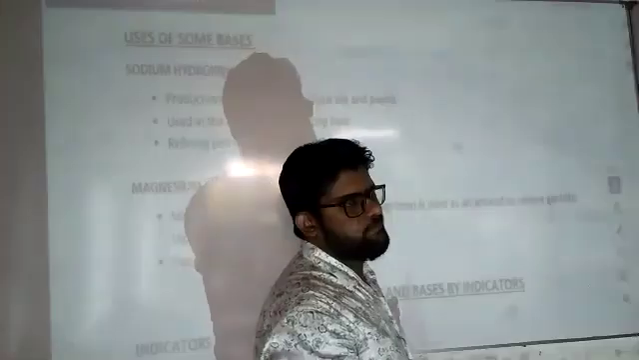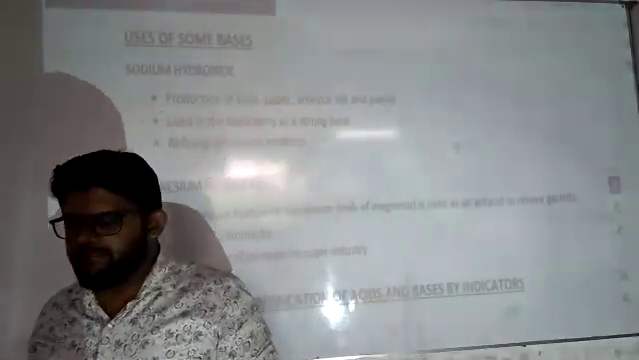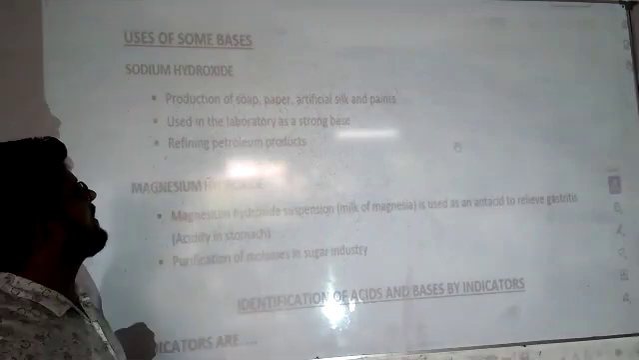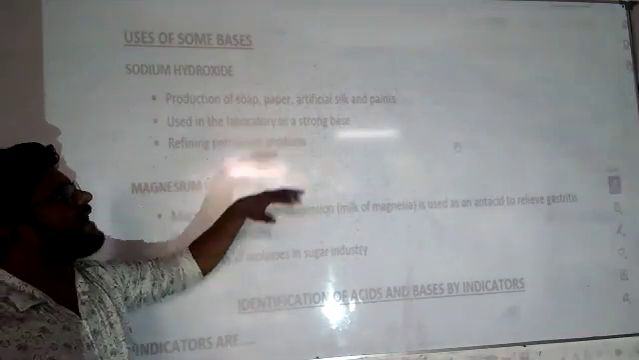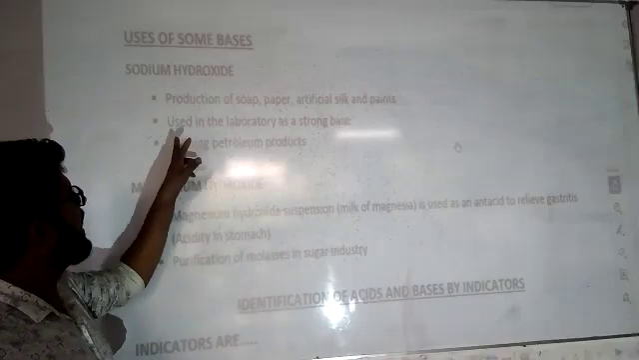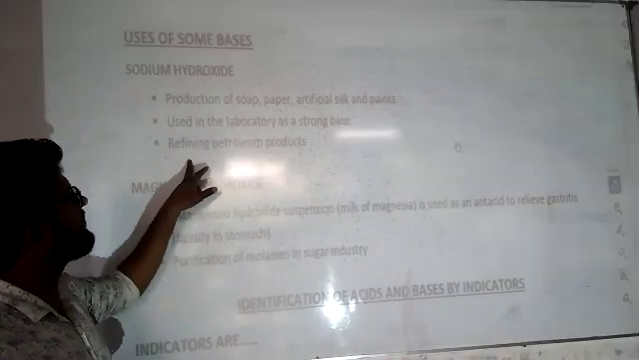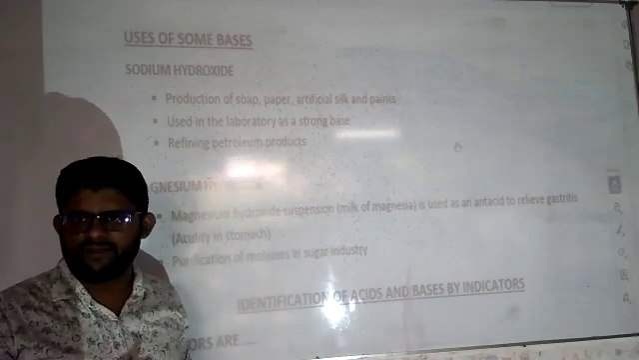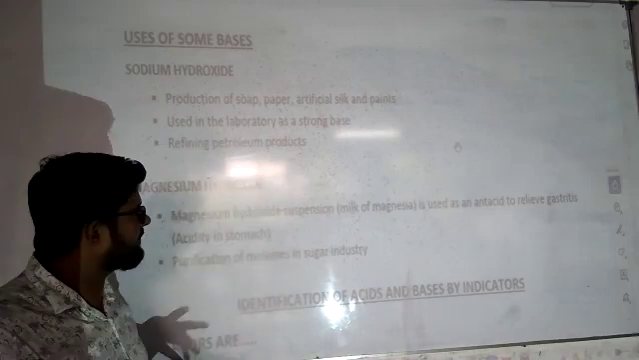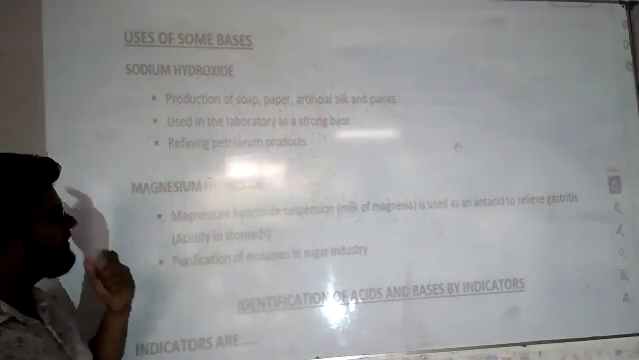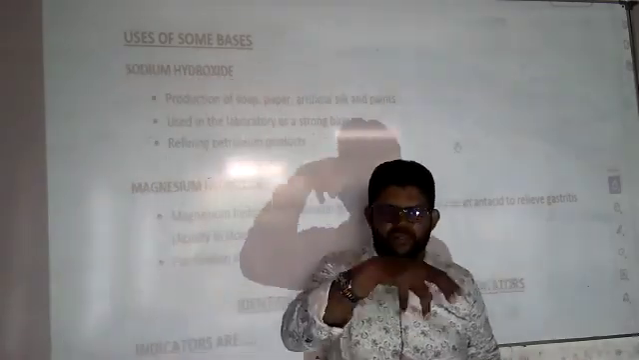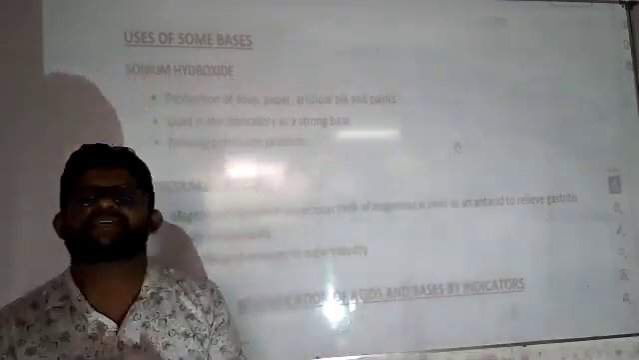Sodium hydroxide we are using in laboratory experiments. And also to produce soap, paper, artificial silk, paints. In these products also we are using sodium hydroxide, and it is used in the laboratory as a strong base. Refining petroleum products, purifying petroleum products, we also use sodium hydroxide. And then magnesium hydroxide suspension. That means magnesium hydroxide added to water, making a suspension.